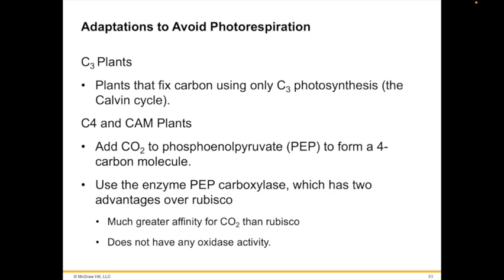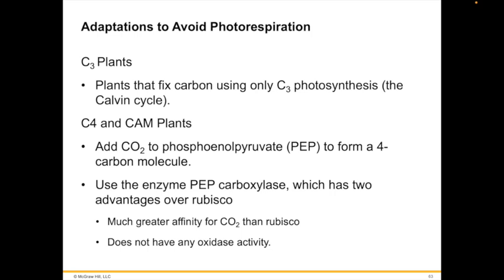The two main groups of plants that initially capture CO2 using PEP carboxylase differ in how they maintain high levels of CO2 relative to oxygen. In C4 plants, the capture of CO2 occurs in one cell and the decarboxylation occurs in an adjacent cell. This represents a spatial solution to the problem of photorespiration.